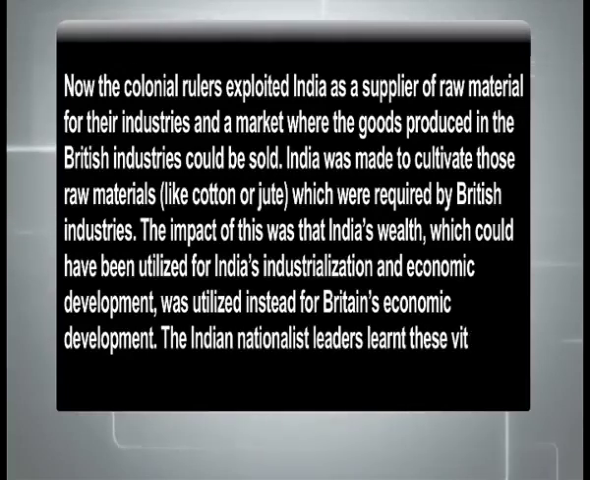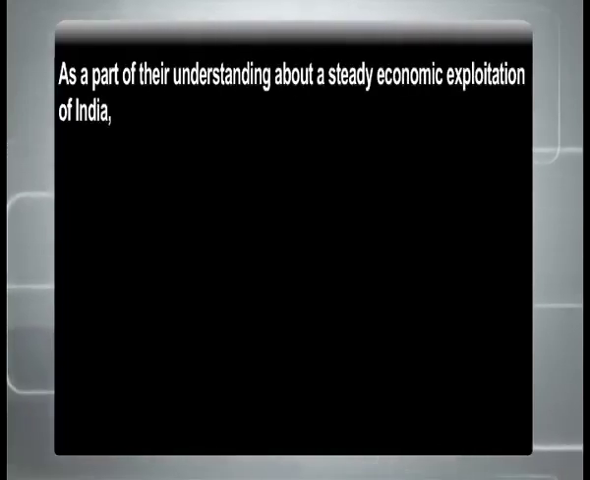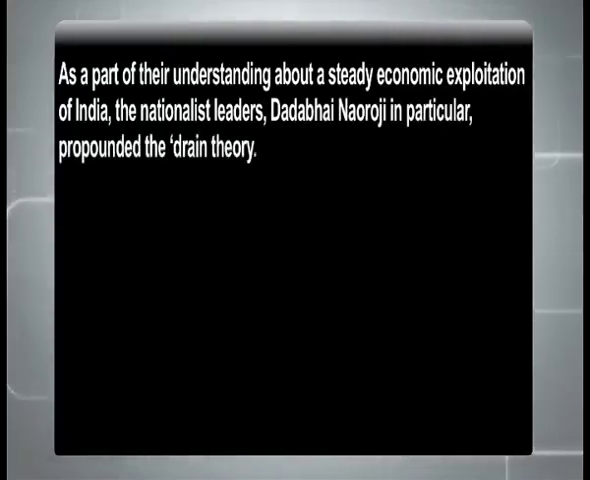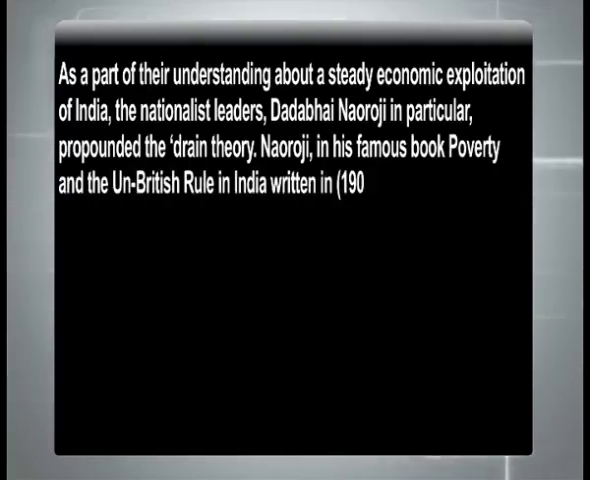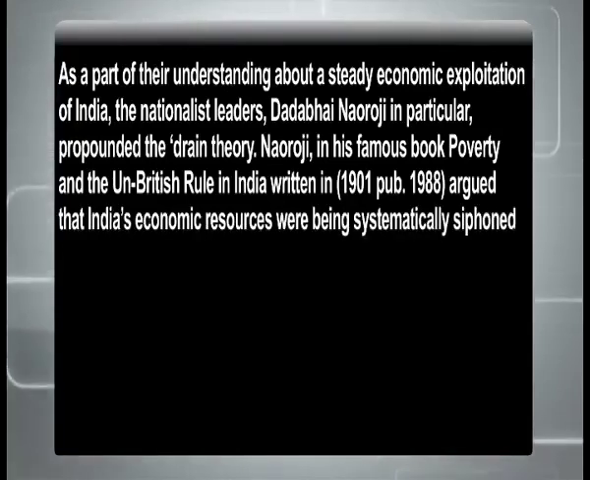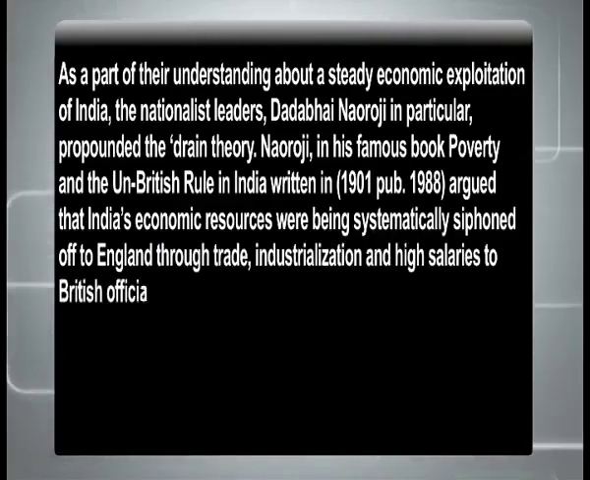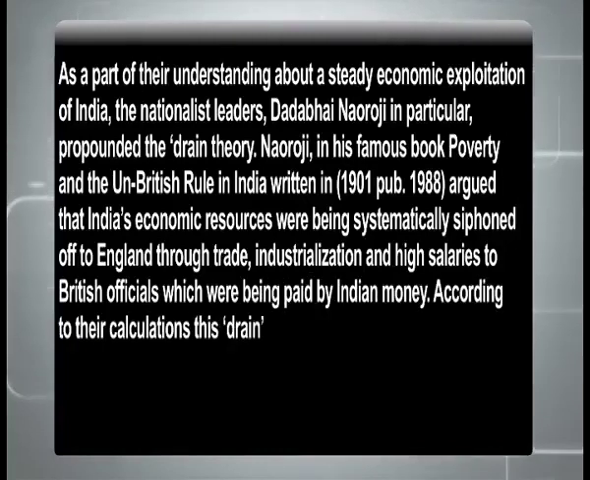The Indian nationalist leaders learned these vital facts and propagated them at the same time. As a part of their understanding about a steady economic exploitation of India, the nationalist leaders, Dadabhai Naoroji in particular, propounded the drain theory. Naoroji, in his famous book Poverty and the Un-British Rule in India, written in 1901, argued that India's economic resources were being systematically siphoned off to England through trade, industrialization and high salaries to British officials, which were being paid by Indian money.